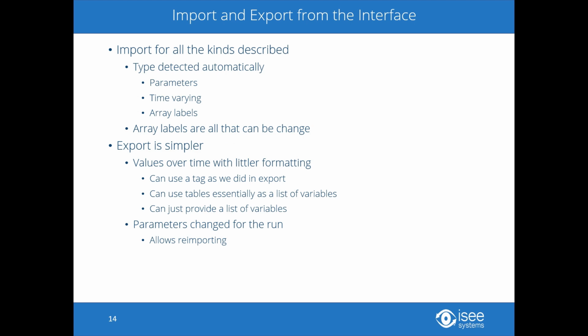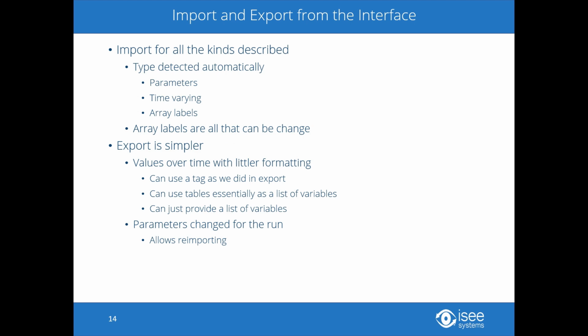You can't change an array definition because that can change the size of the array, but you can change the labels that are displayed in graphs and tables from different arrays, which is a convenient way of customizing something that's been published, for example. And then the other thing, obviously, you can do is export from an interface. Export is simpler. Basically, you're getting values over time. You can use different sources for those values. You can use a tag, which is the most convenient one, as we did in the export example I worked with. But you can also use tables, which essentially becomes a list of variables. You can actually just provide a list of variables.